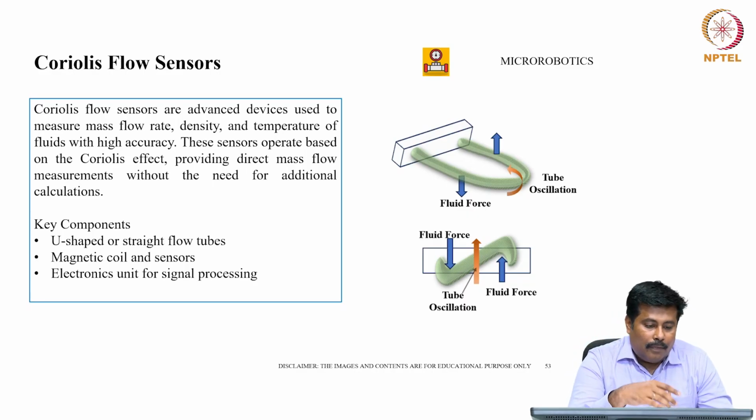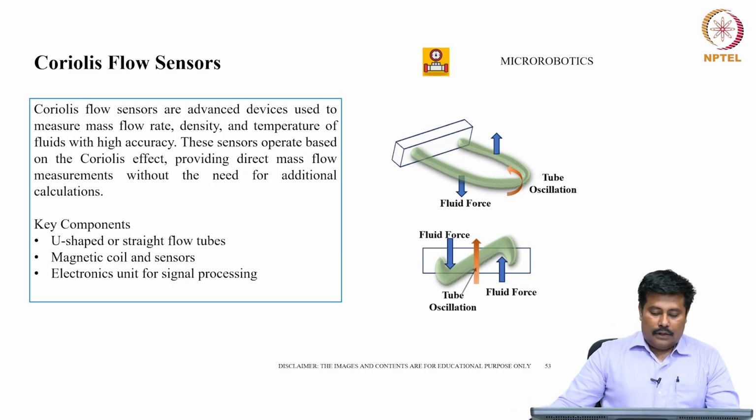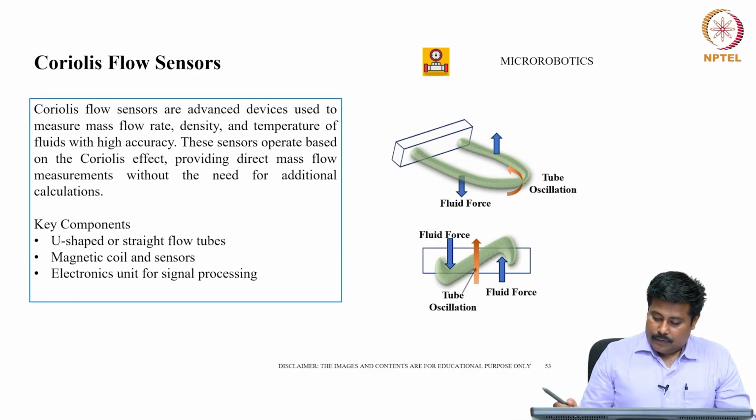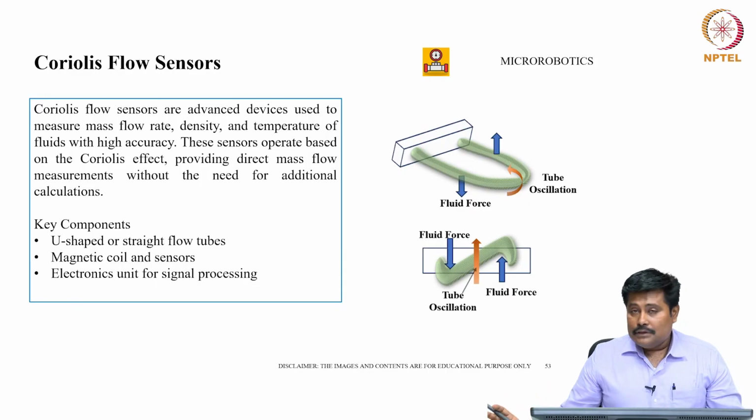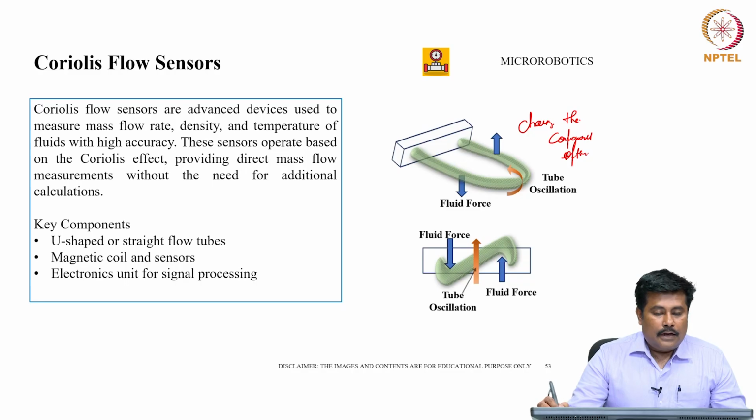Some of the key components of these Coriolis flow sensors include U-shaped or straight flow tubes, magnetic and coil sensors, and the electronics unit for signal processing. So, based on the requirement, we can appropriately change the configuration of this Coriolis flow sensor.